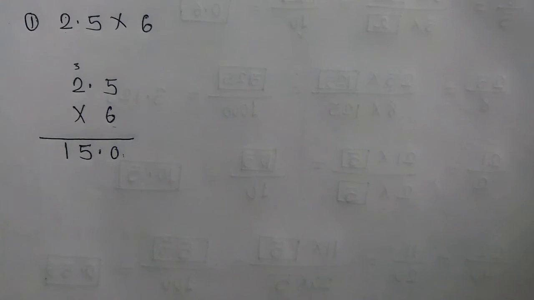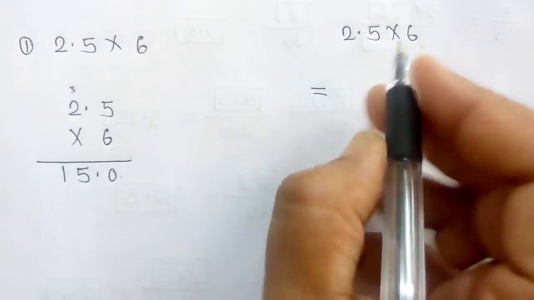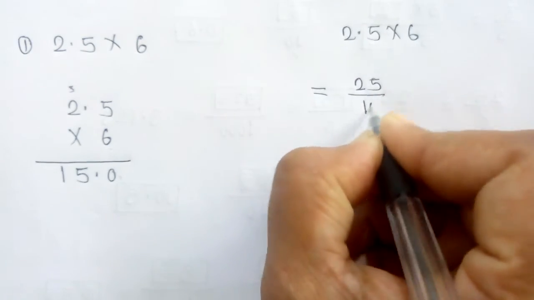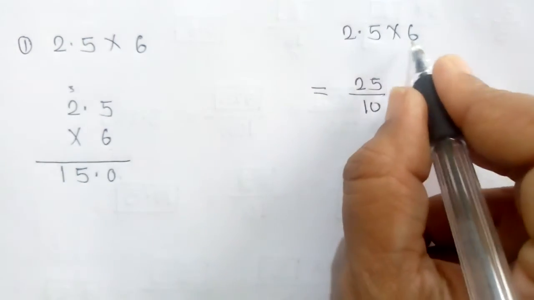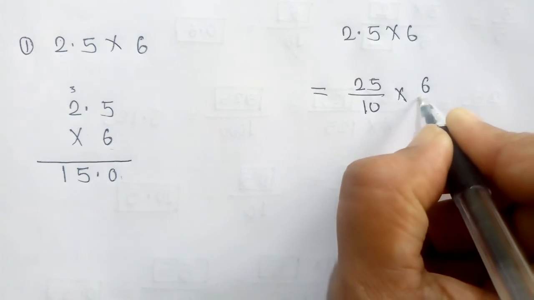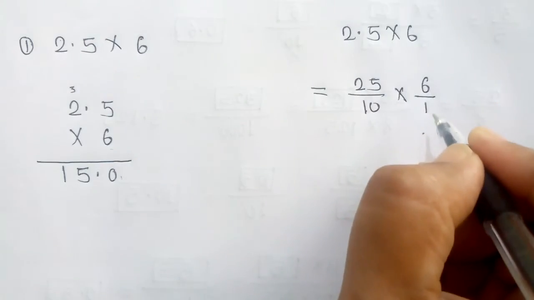In the textbook one more method is given. We will think about that also. See now here, 2.5 into 6. How will we do that? This 2.5 decimal fraction we can write as a common fraction, that is 25 upon 10. That you know now. And this multiplied by 6. 6 always has denominator 1, meaning any number always has denominator 1. So we can write it as 6 upon 1.